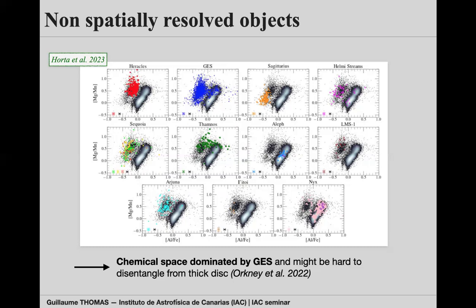So if you search only in the chemical spaces, you're just going to detect Gaia-Sausage-Enceladus. So all the accreted stars seem to be in that region. Also, a big part of the old disk might overlap in that region, and that's something we are working on right now.